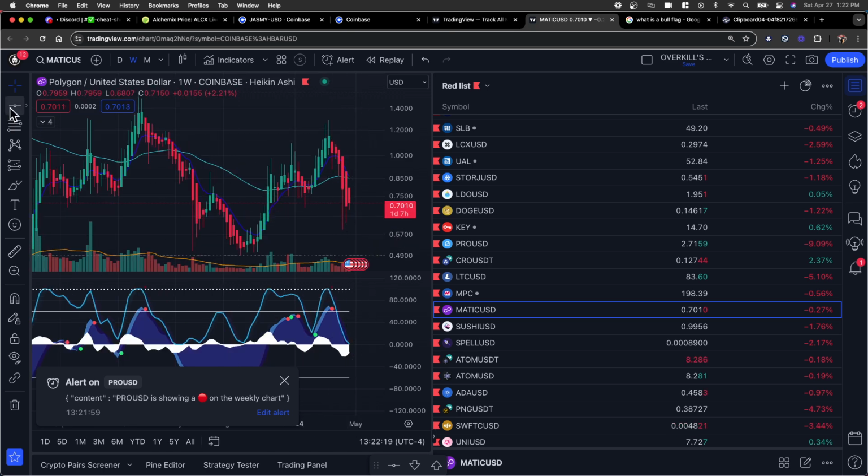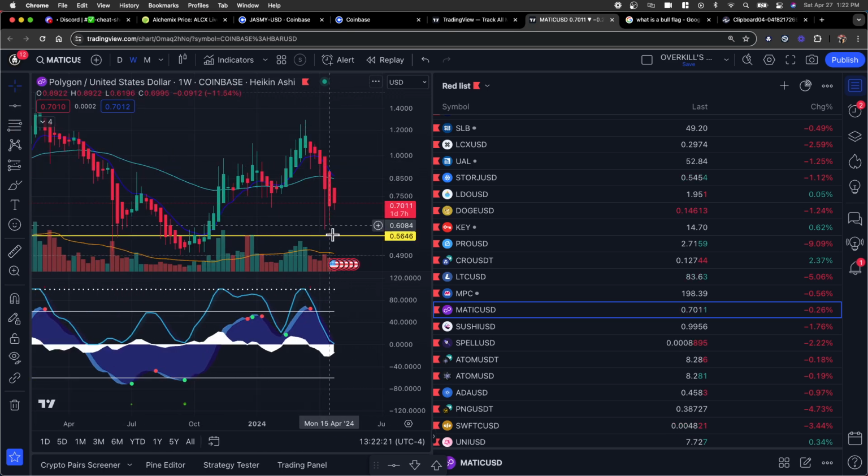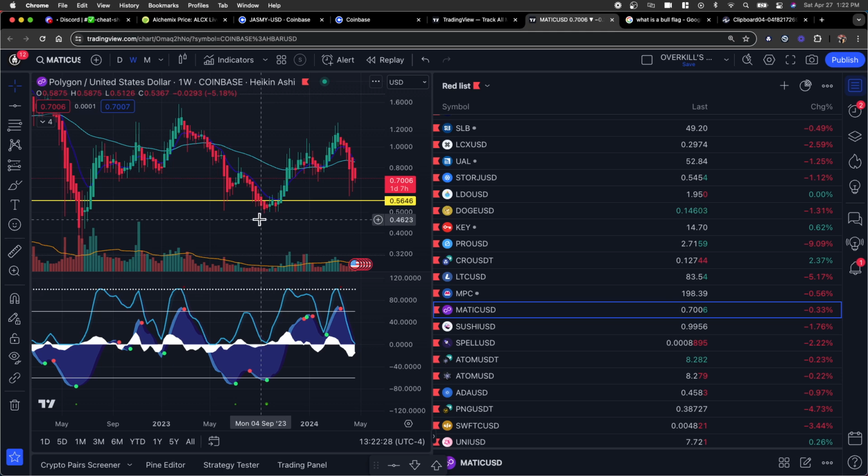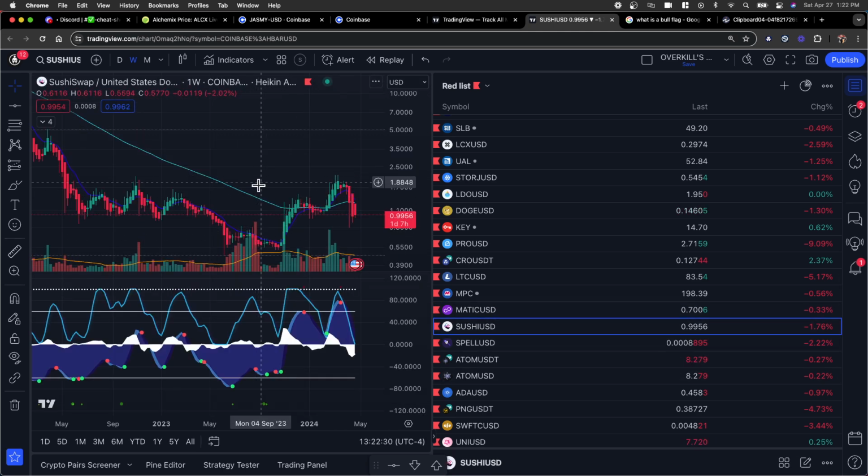Matic, just an ugly dip there. Level to watch on that's going to be 56. Stochastic is on the floor, but it is below our 50-week moving average. This is so choppy, dude. I don't like trading this. Matic is one of my least favorite cryptos to trade. I just don't like it.